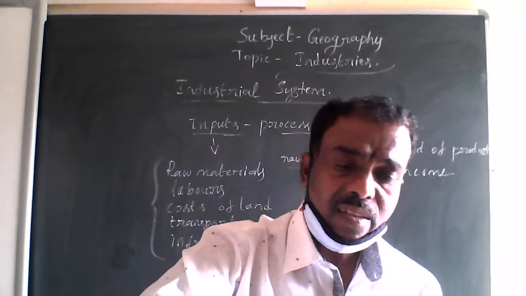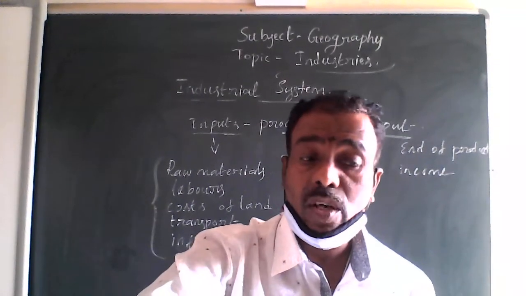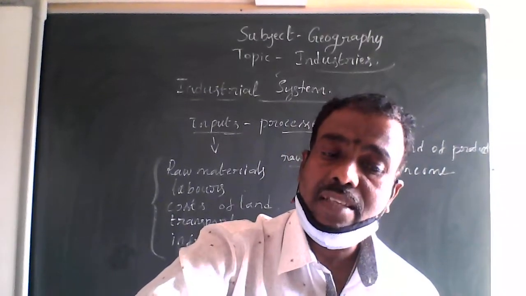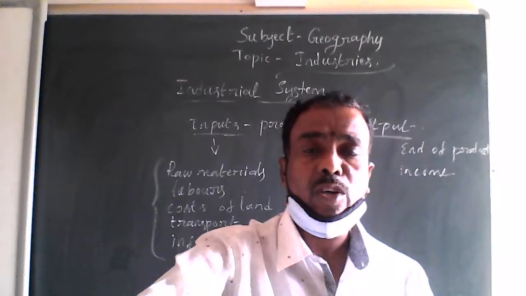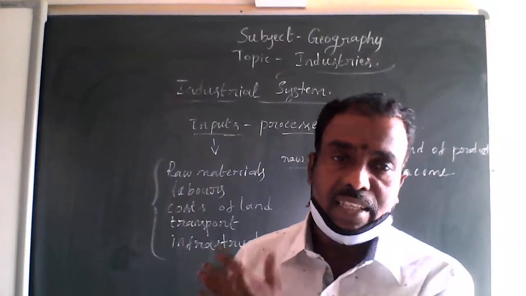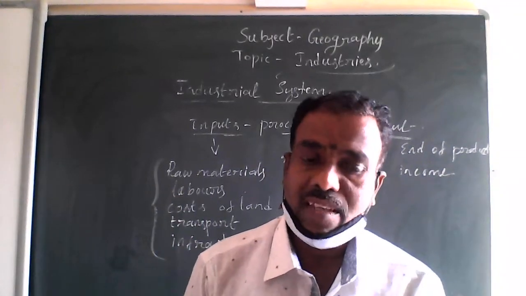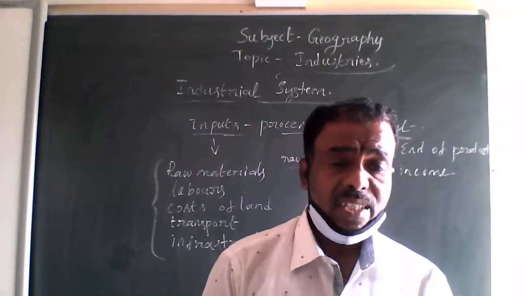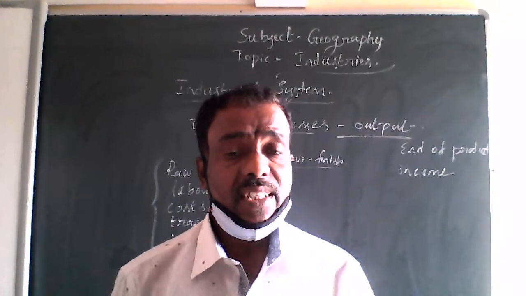Now, I hope dear students you all have understood what an industrial system is. An industrial system consists of inputs, processes and outputs, and we understood it with the example of the cotton textile industry. Now let us discuss industrial regions.